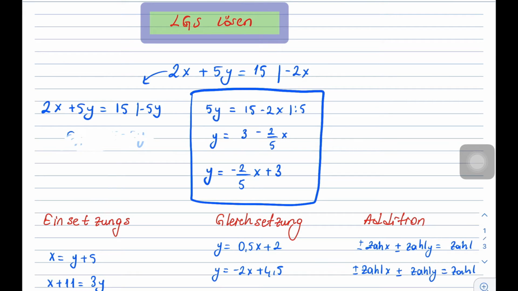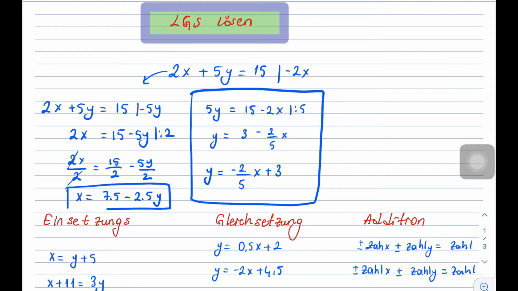When you subtract 5y, what is left here? 2x. 2x is equal to 15 minus 5y, divided by 2. Divided by 2 means every single term. It's like this actually. 2x divided by 2, 15 divided by 2, minus 5y divided by 2. 2x divided by 2, we know that this 2 is gone. x is equal to 7,5 minus 2,5y. This is when x is equal to. This is when y is equal to.